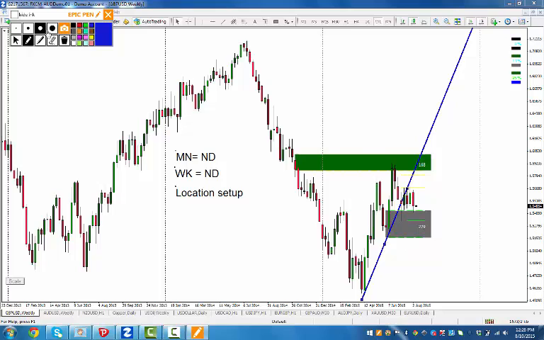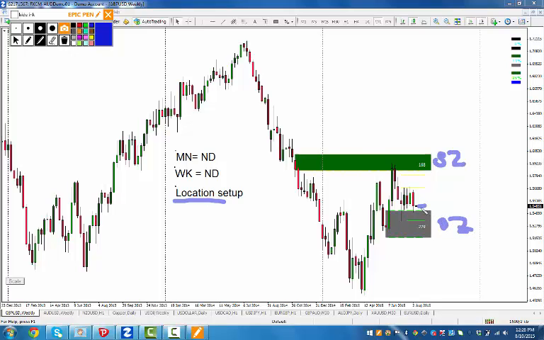So right now, we come back to our pound dollar. You can see that this trend line is removed, so now I can remove this trend line. I don't want it to obstruct my charts. I know that I have a location setup. So now I ask myself, the current price is here, and my supply is here. My weekly supply is here. My daily supply is here.